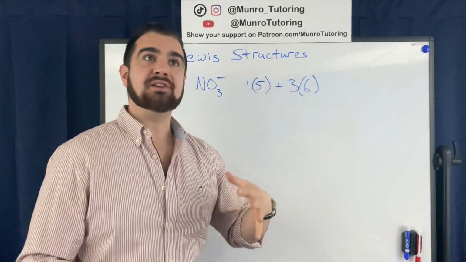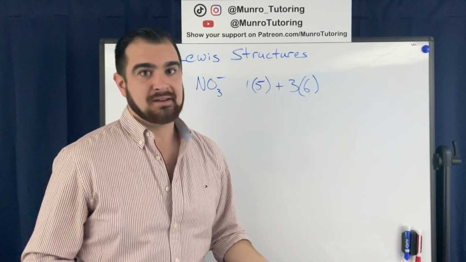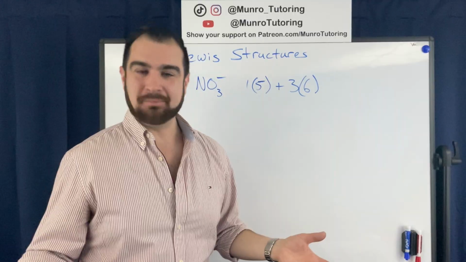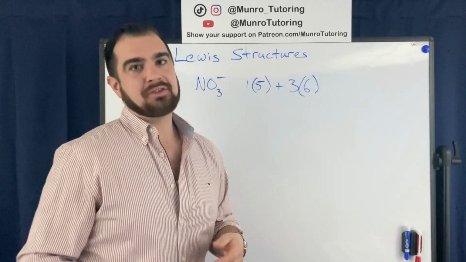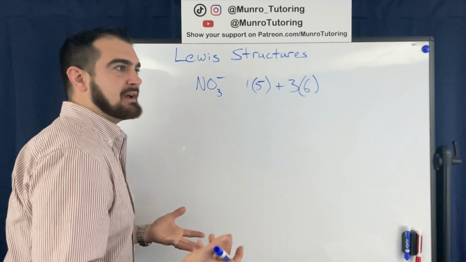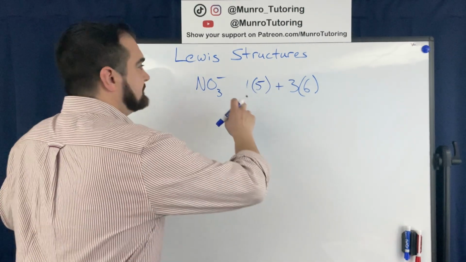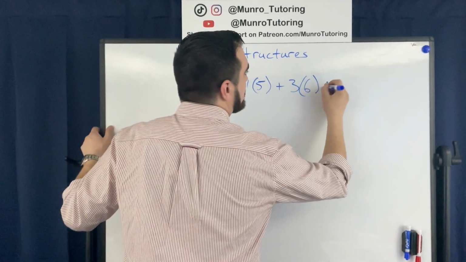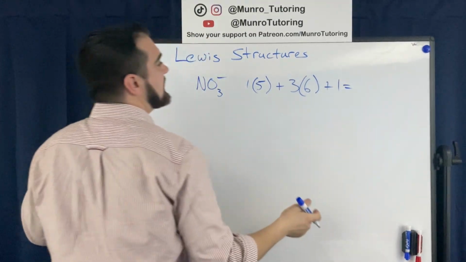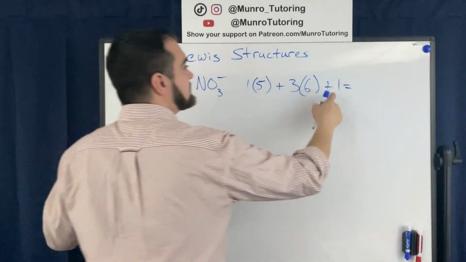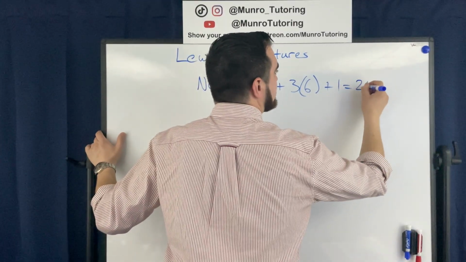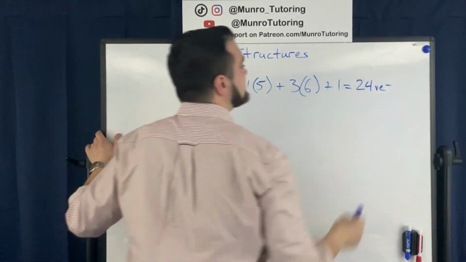Because remember, we never change the number of protons that something has. That's non-negotiable, right? You'd be changing the element that it is, but you can add or subtract electrons. Those are the variable subatomic particle. So we're just going to add this one more electron, and now we have 18, 23, 24 valence electrons. 24 valence electrons to play with.